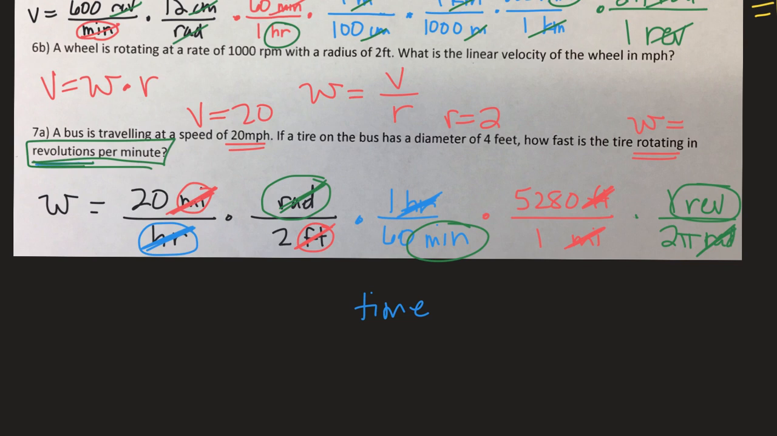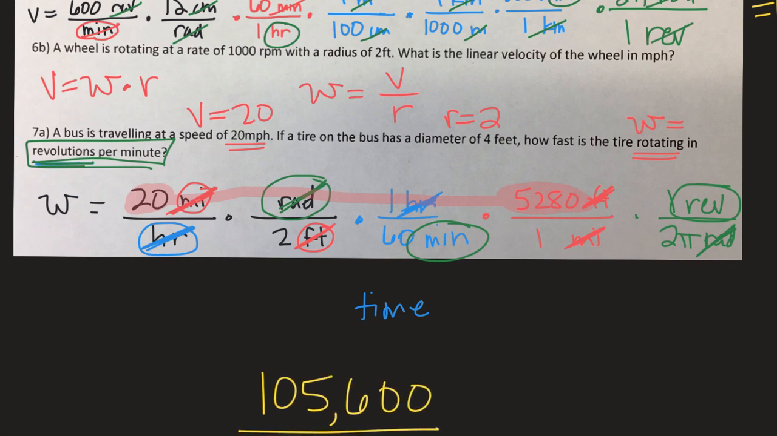So we're going to multiply 20 times 5,280, right? These are our only numbers. Well, there's 1, but of course multiplying by 1 doesn't actually change anything. So 20 times 5,280, that is 105,600. And then the denominator, I'm going to multiply all of this stuff. So 2 and 60 and 2 pi.